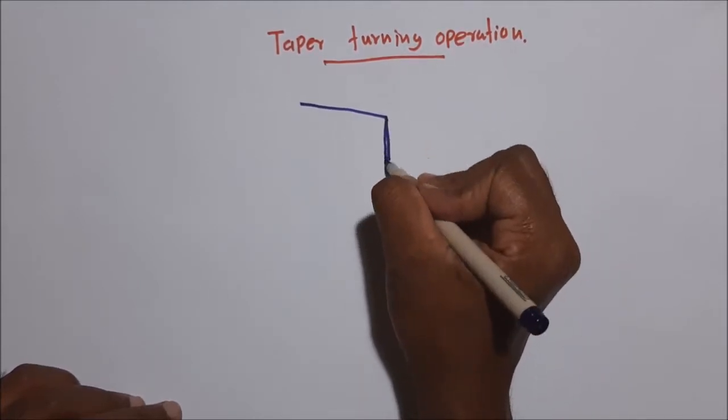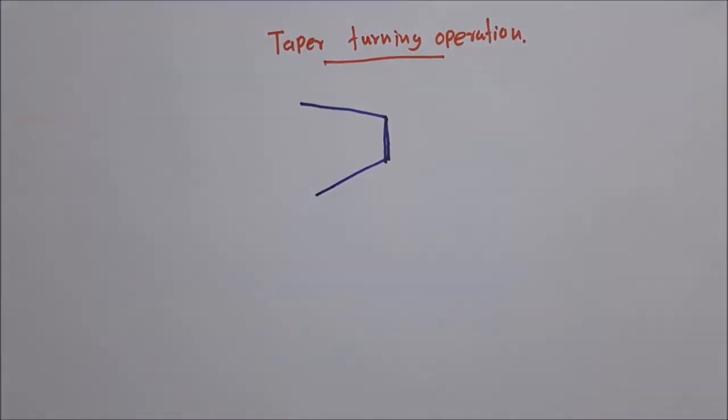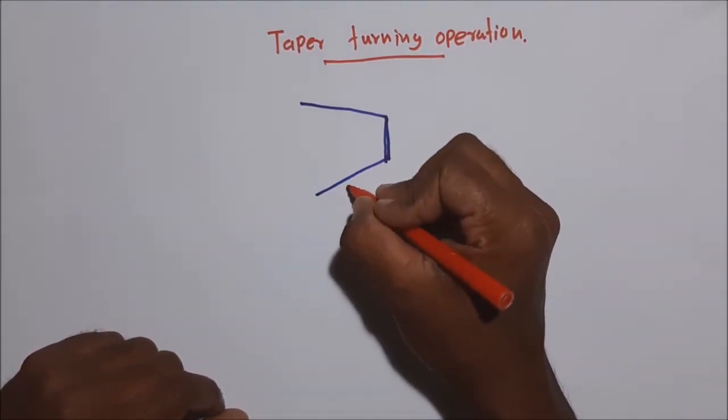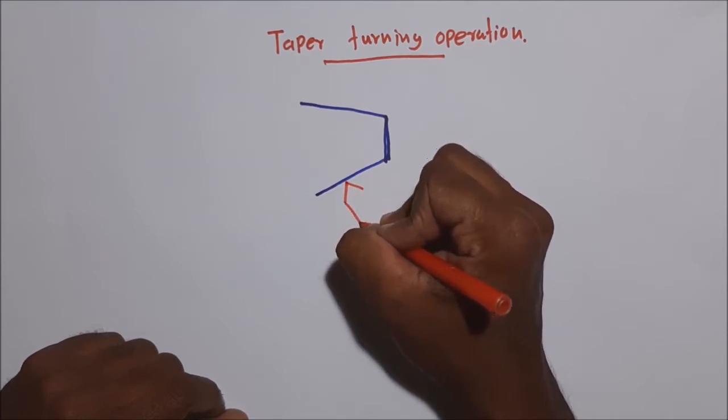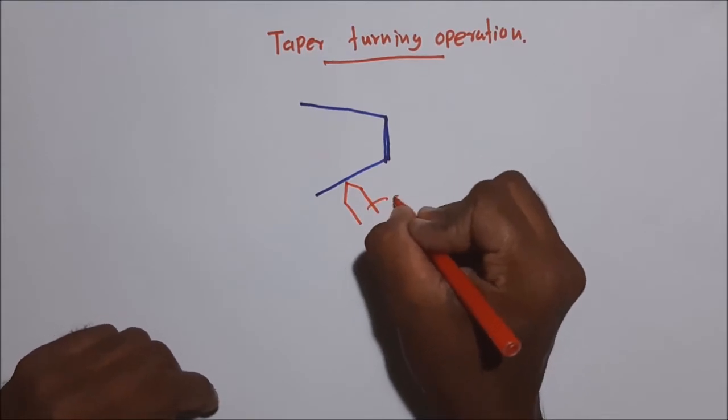There are three methods you can use to feed the tool in an inclined direction. The first one is tilting the compound rest. The second one is offsetting the tailstock center. The third one is using the taper turning attachment. Then this is the cutting tool.